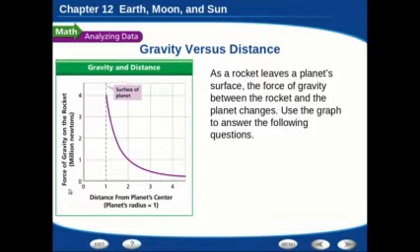Every graph is going to have two axes. The x-axis right here along the bottom starts from 0 and goes 1, 2, 3, and 4. But what do those numbers mean? Well, they mean the distance from the planet's center. Planet's radius equals 1.